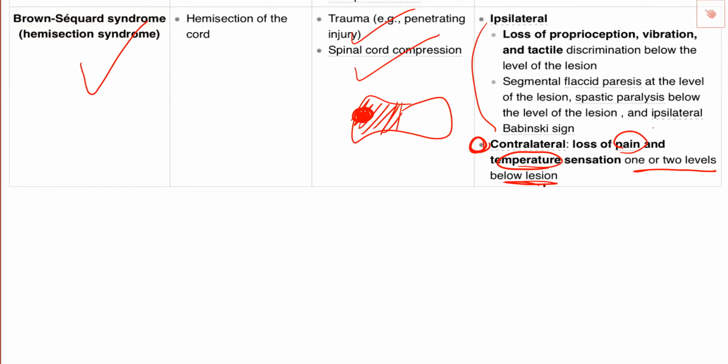And ipsilateral the following: ipsilateral dorsal column affection, so loss of proprioception, vibration, and tactile discrimination below the level of the lesion. Ipsilateral flaccid paralysis at the level of the lesion because of lower motor neuron lesion at the level. Spastic paralysis below the level of the lesion because of upper motor neuron lesion, or absence of the inhibitory effect of upper motor neurons, leads to spasticity and hyperreflexia. Also, ipsilateral Babinski sign.